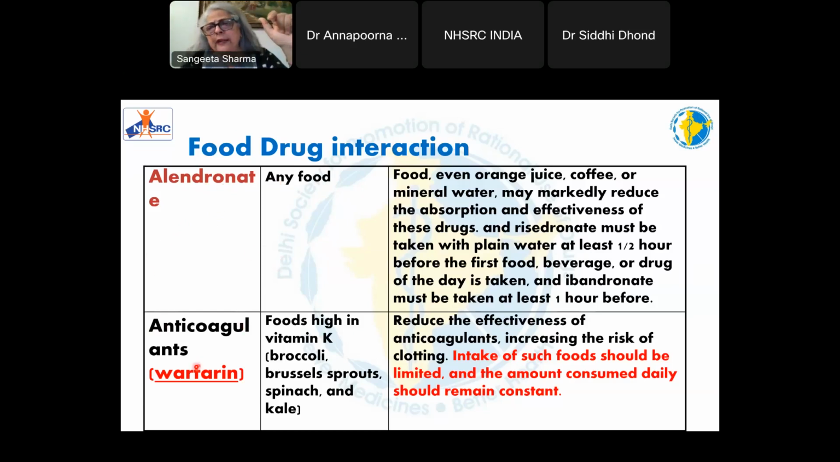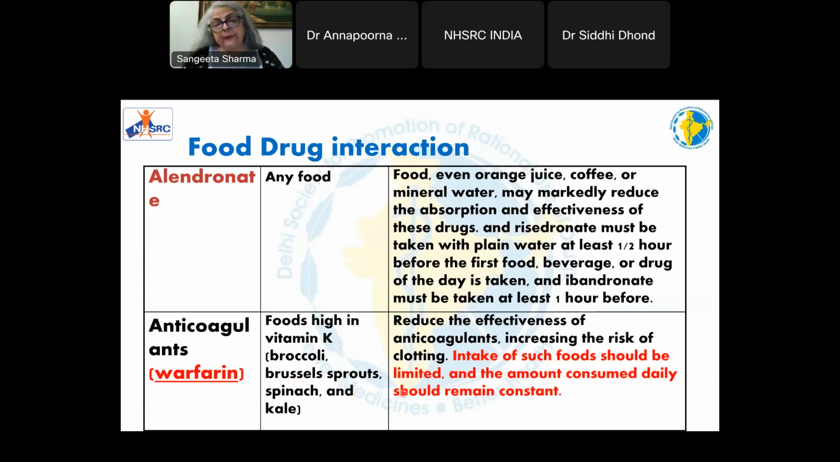And then anticoagulants: any patient who is on warfarin, this is an alarm trigger for you to think that it can cause various drug interactions, especially with food rich in vitamin K: broccoli, Brussels sprouts, spinach, and kale. All of these can interact with warfarin and reduce the effectiveness of the anticoagulant. So it's very, very important that you instruct the patient about these foods, and intake of these foods should be limited, and the amount consumed daily should remain constant.